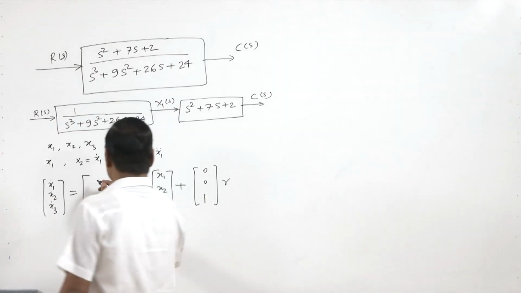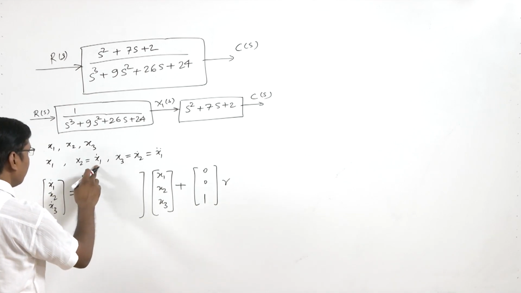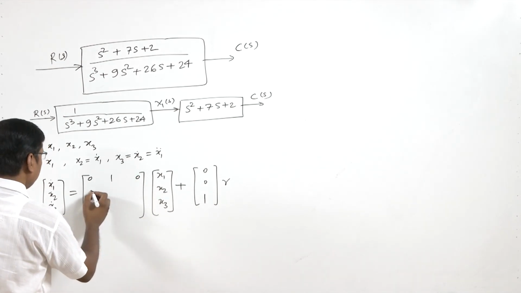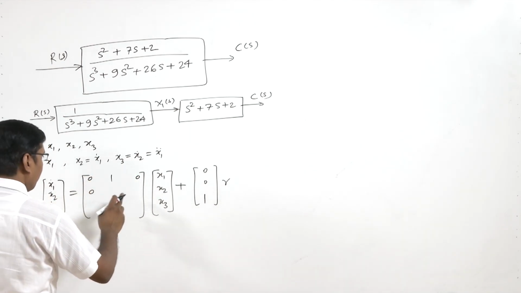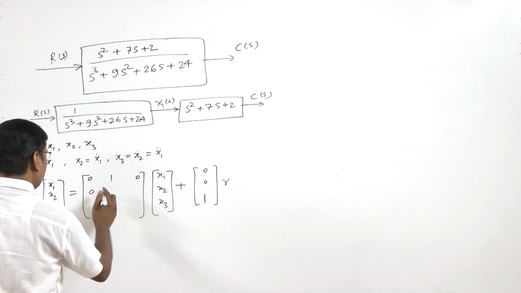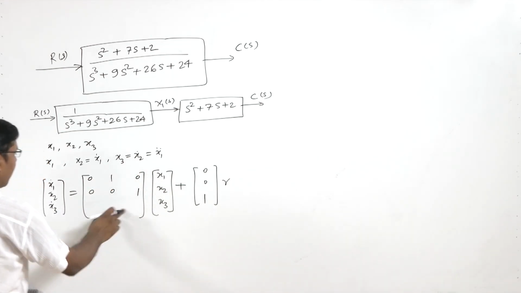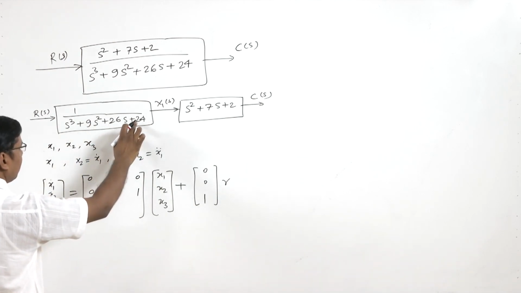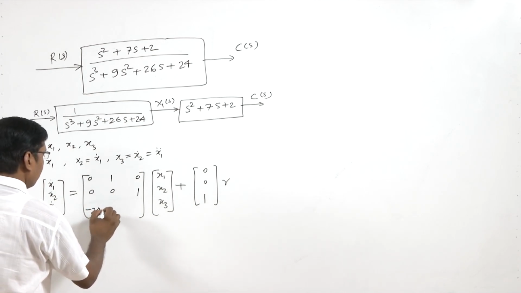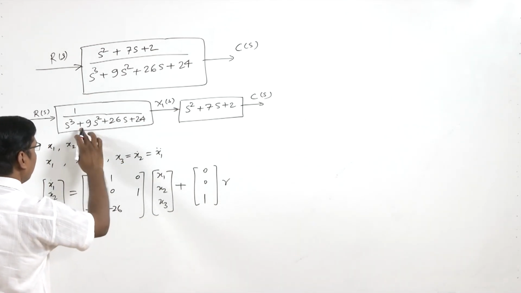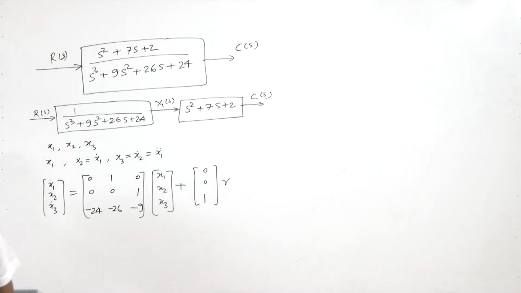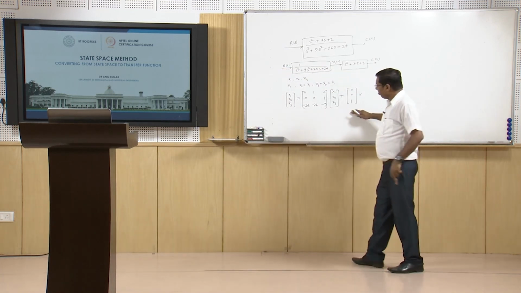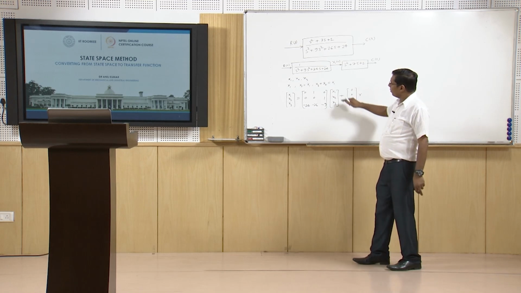And we know that here we have x1 dot equal to x2, so 0, 1, 0, and x2 dot equal to x3, so 0, 0, 1, and this last row has these elements reversed with negative sign, so minus 24, minus 26 and minus 9. So this is the state space form for this part.